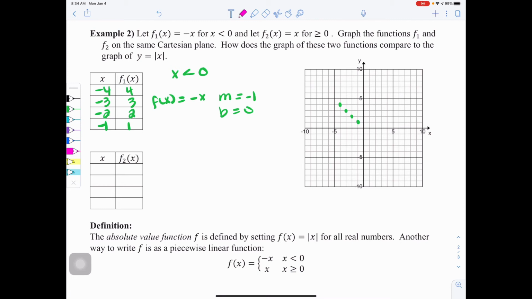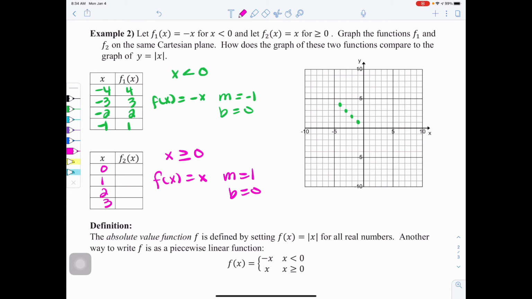Now we'll look at the second piece of the graph that we're going to use when x is greater than or equal to 0. Remember here we're going to use f of x equals x, which means I have a slope of 1 and a y-intercept of 0. And I can use numbers 0 and up. So I'll do 0, 1, 2, and 3.